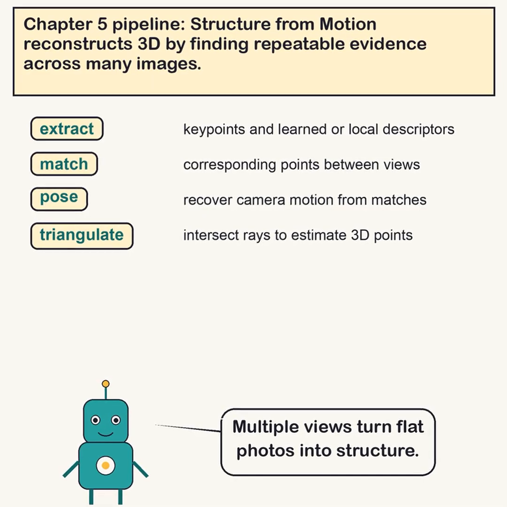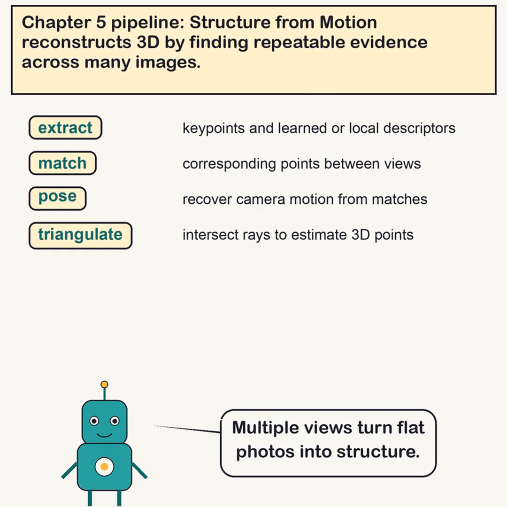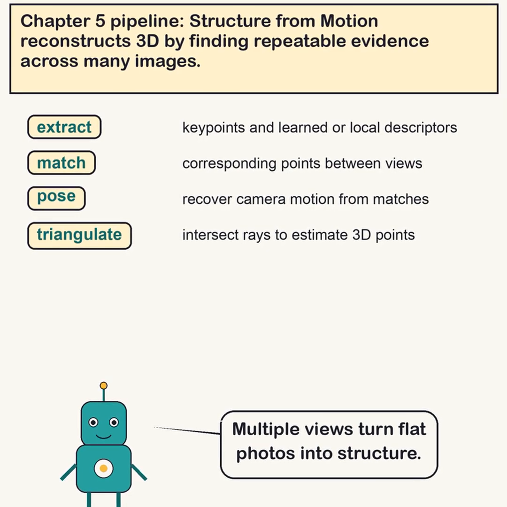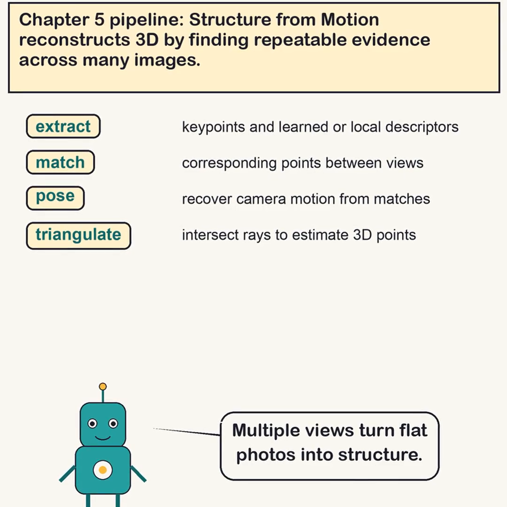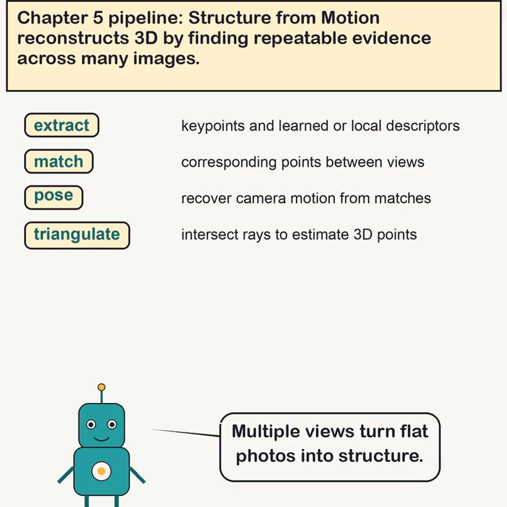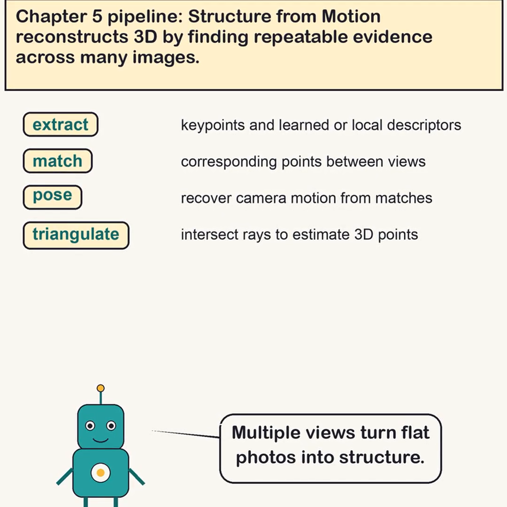Extract, match, pose, triangulate is the reconstruction ritual. It fits the story because local features and camera projection finally work together. Visual evidence becomes geometry. Real-world analogy: Structure from motion is like reconstructing a statue from postcards taken around it. Multiple views turn flat photos into structure.